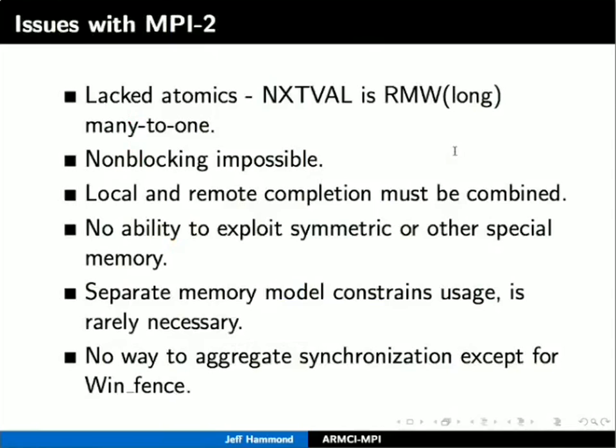So you guys probably all know quite a bit about MPI standards, so I won't go into a great deal of detail about the mapping here. But one of the big issues for ARMCI-MPI with MPI-2 was that there were no atomics, no non-blocking operations, local and remote completion were fused, couldn't exploit symmetric memory, the memory model itself was constraining, and there's no way to aggregate synchronization.